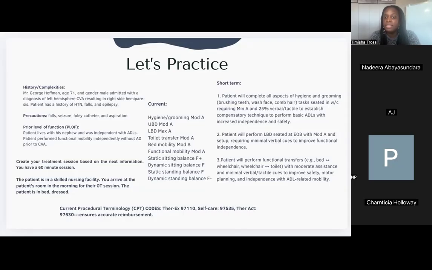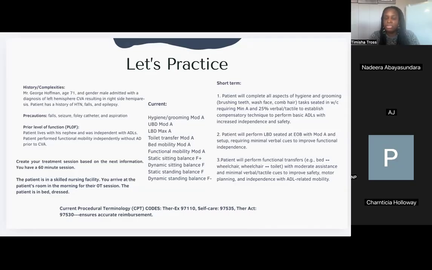Okay, this is kind of typical wording that you would see as an OTR, right? The next short-term goal could be something like this. Patient will perform lower body dressing, that's LBD, seated at EOB, which is edge of bed, with mod assist and setup requiring minimal verbal cues to improve functional independence.